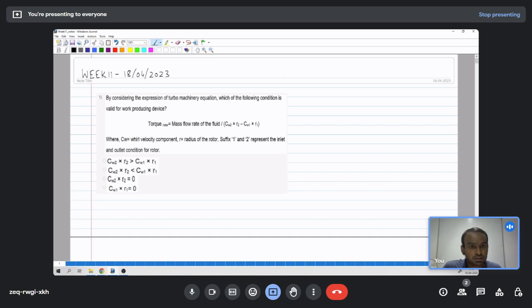So today I have some questions on centrifugal compressors and axial compressors. So we can get started with the questions.